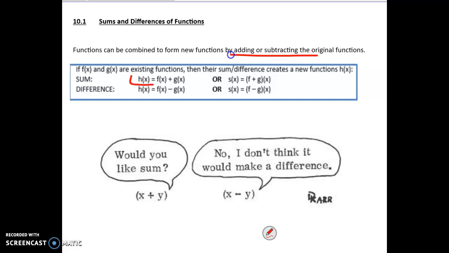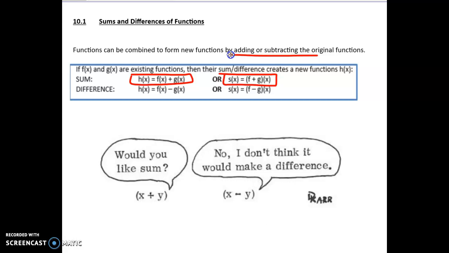The adding looks like this. So we have h of x equals f of x plus g of x. Or it can be written in a different way, where the x is kind of factored out and left at the back, which means f plus g of x. So these two things mean the same thing.